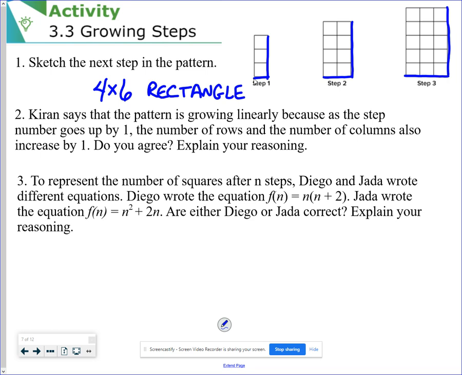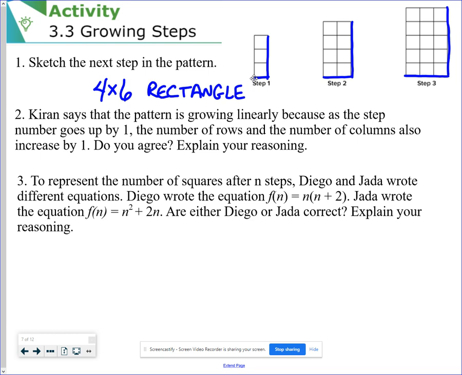Karen says that the pattern is growing linearly because as the step number goes up by 1, the number of rows and the number of columns also increases by 1. Do you agree? So I would say that Karen is right that they're both growing, but because it's growing in 2 different dimensions, that means it's not going to be linear. Take a look at how many squares I have. If it's linear, I should have a constant rate of change.